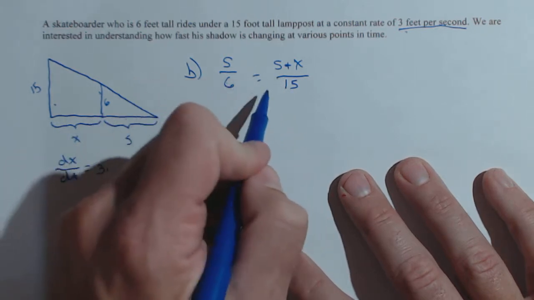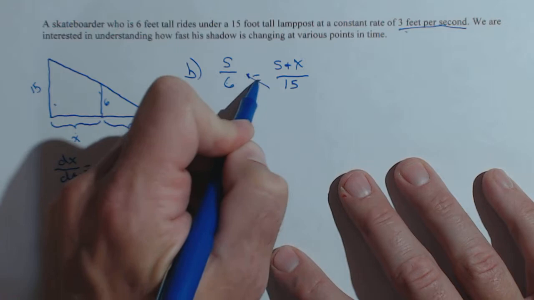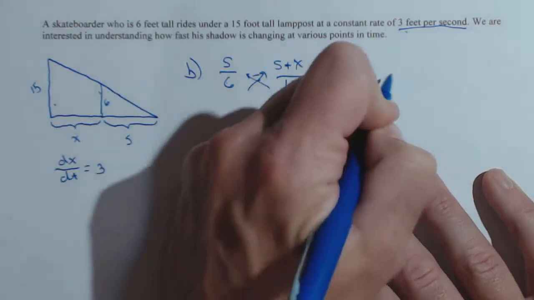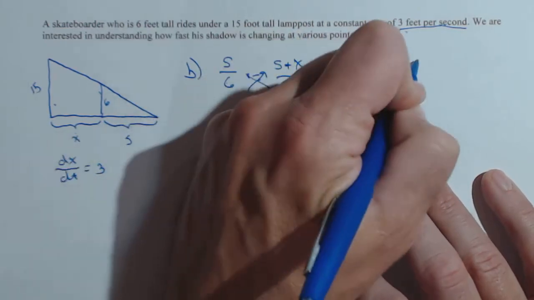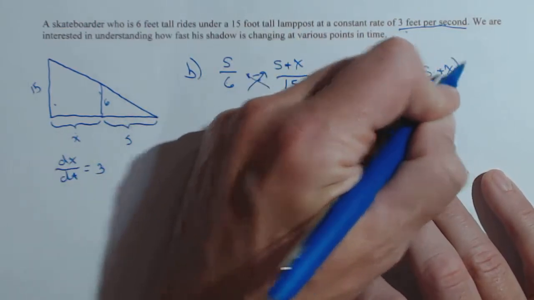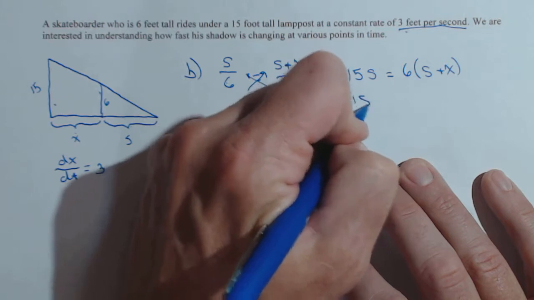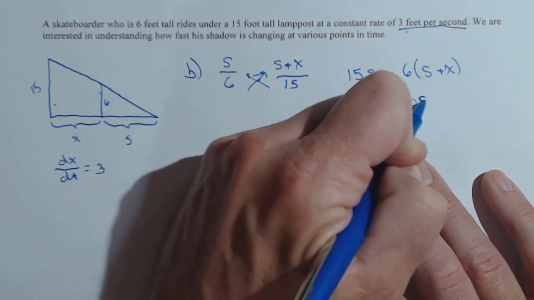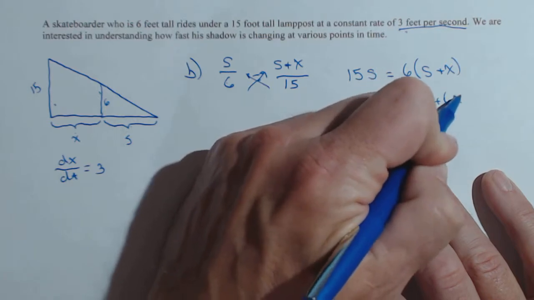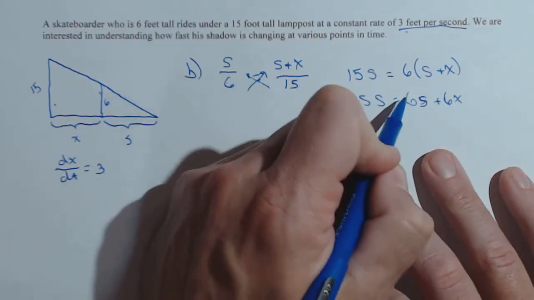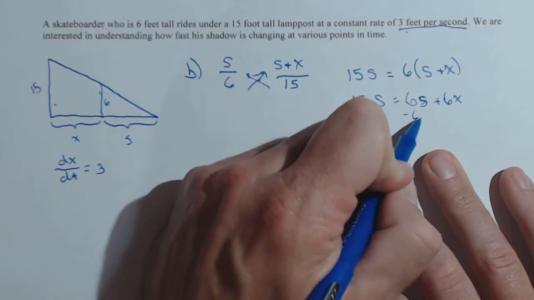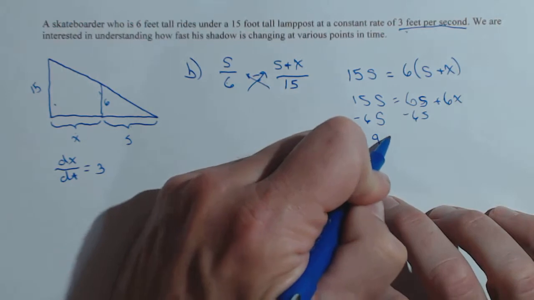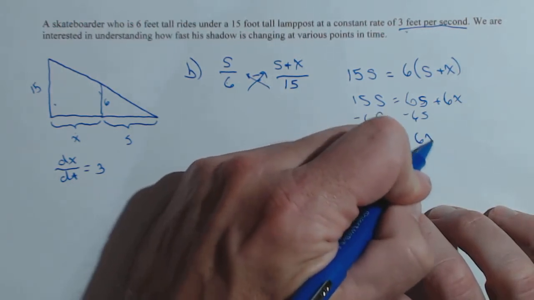Let's whittle this down to get a cleaner relationship. So I'm going to go ahead and cross multiply here, and I get 15s equals 6 times (s plus x), which means 15s equals 6s plus 6x, and now we'll subtract the 6s off of each side, and we get 9s equals 6x.